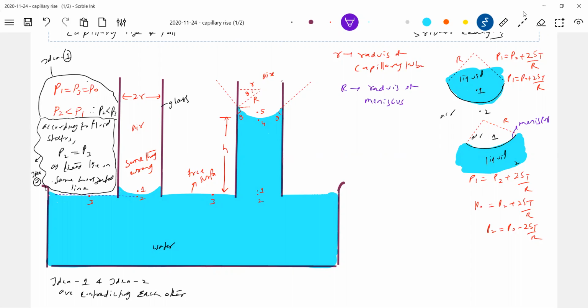Meniscus means one which is like a saucer, a kadai, a bowl. The shape of the free surface will be curved here. That is called a meniscus. And theta is the angle of contact. Water, this will be the density rho.